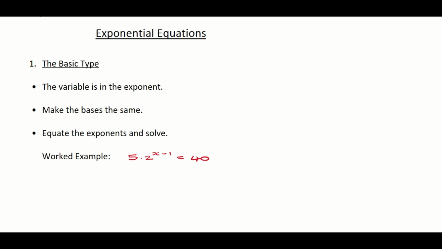We've got 5 times 2 to the power of x minus 1 is equal to 40. The first thing we try to do is get rid of the 5 by dividing both sides by 5. That leaves us with 2 to the power of x minus 1 equals 8. So remember, we need to make the bases the same on both sides. So how do we make 8 to be a base of 2? That will be 2 to the power of 3.